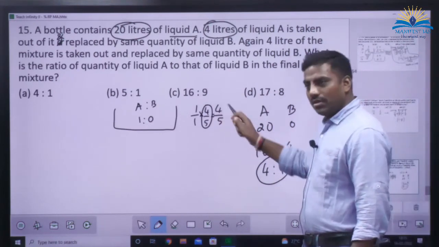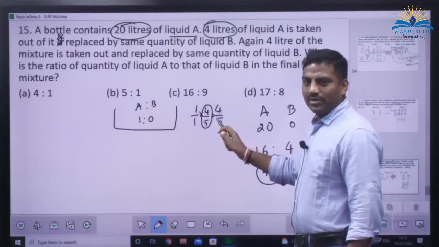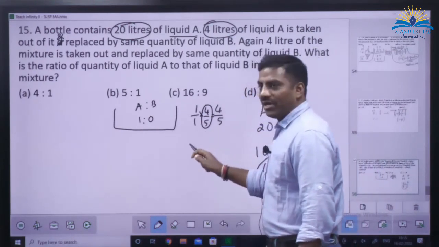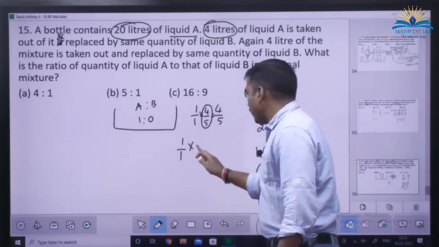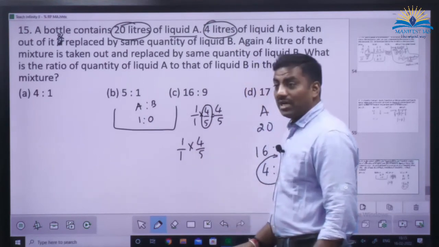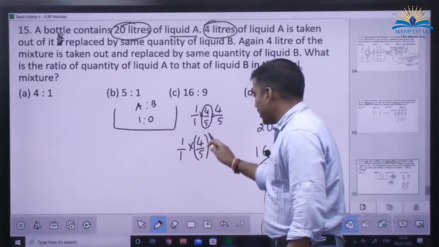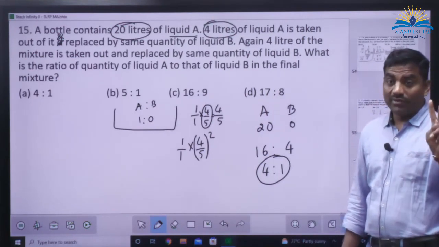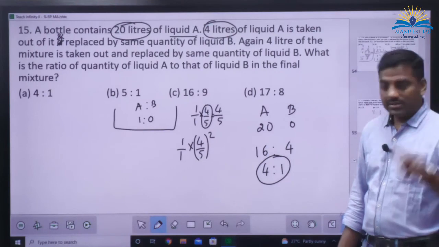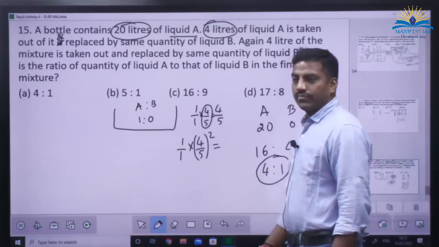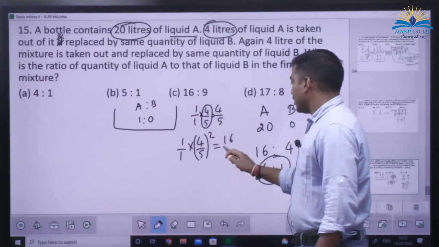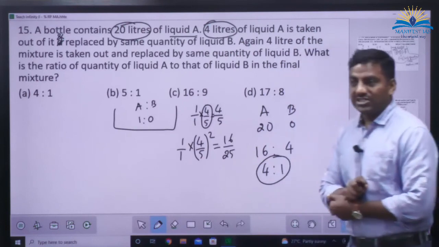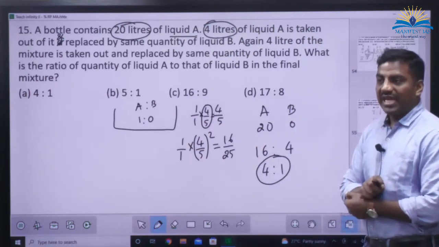Once 4 by 5, one more times 4 by 5. That means you multiply 4 by 5 again. That means 1 by 1 into 4 by 5. You are multiplying again. Can I put square here? Because it is happening twice. So what it will be? 16 by 25. What does it mean? This is the new concentration of A in the mixture.